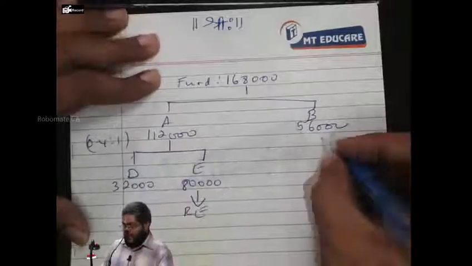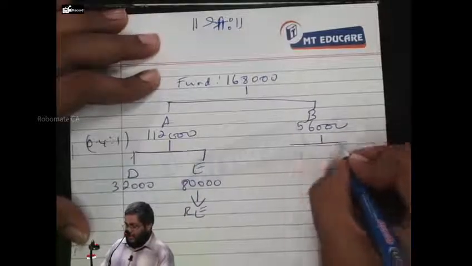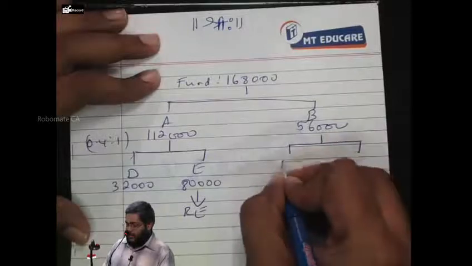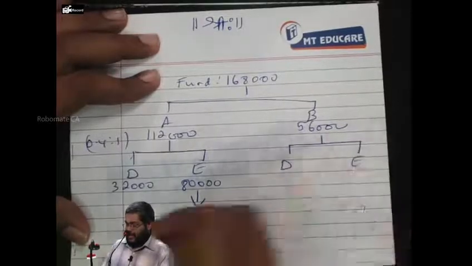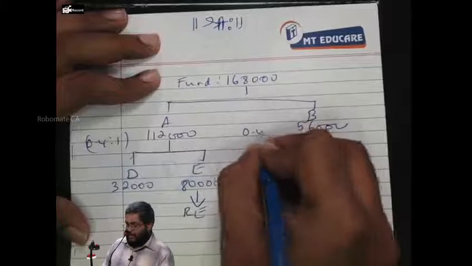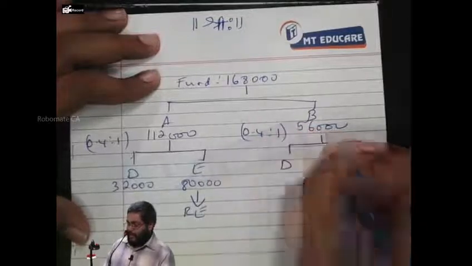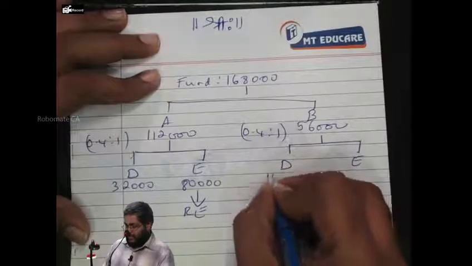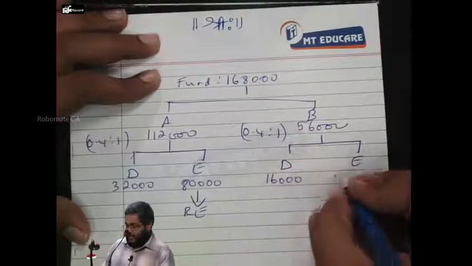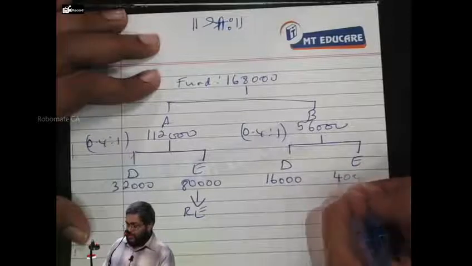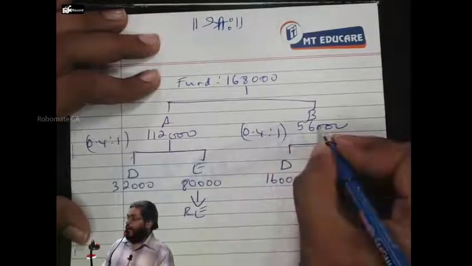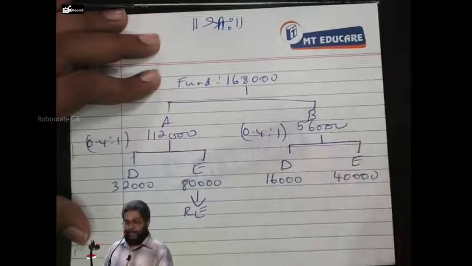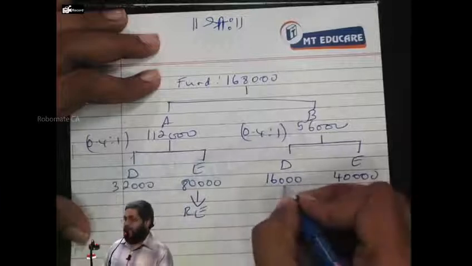Now, come to 56,000. This should be through debt and equity. In what ratio once again? 0.4:1. Tell me, what is 0.4 of 56? 16,000, and then 40,000. Okay, 0.4 by 1.4 into 56, 1 by 1.4 into 56. This is going to be the borrowing.